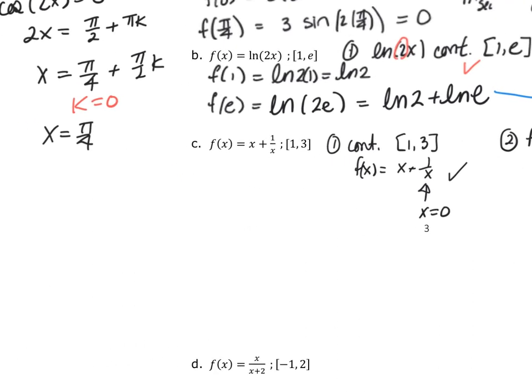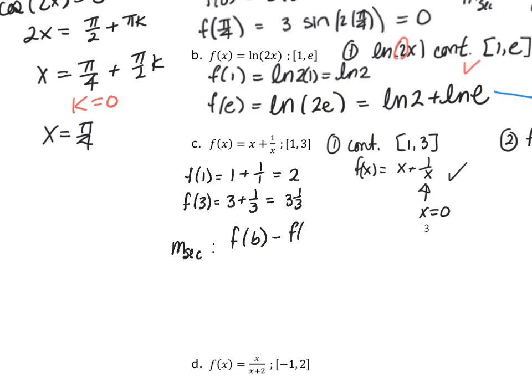Now what I have to do is find f of my left side, so f of 1, which is 1 plus 1 over 1, which gives me 2. And then I have to find f of 3, which is 3 plus 1 over 3, which is 3 1/3. So now I'm going to find the slope of the secant, which is going to be equal to f of b minus f of a all over b minus a.